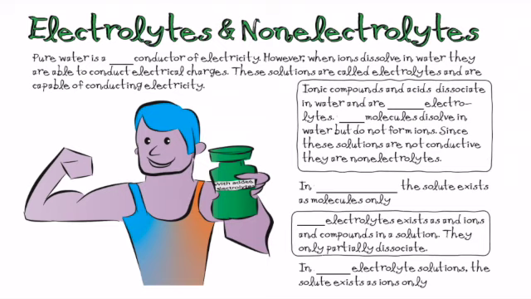Electrolytes and non-electrolytes. Pure water is a poor conductor of electricity. However, when ions dissolve in water, they are able to conduct electrical charges. These solutions are called electrolytes and are capable of conducting electricity. Ionic compounds and acids dissociate in water and are strong electrolytes. Polar molecules dissolve in water but do not form ions. Since these solutions are not conductive, they are non-electrolytes.